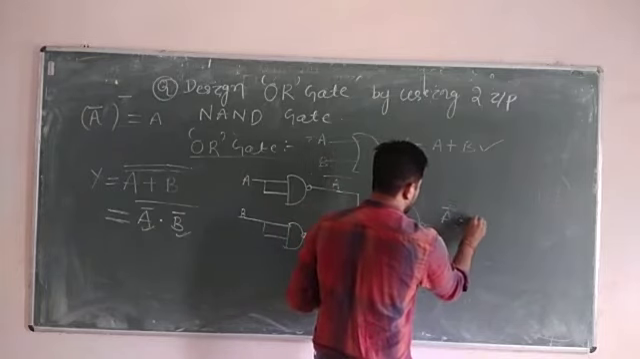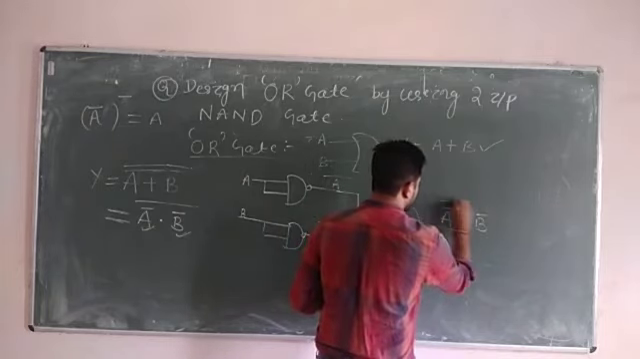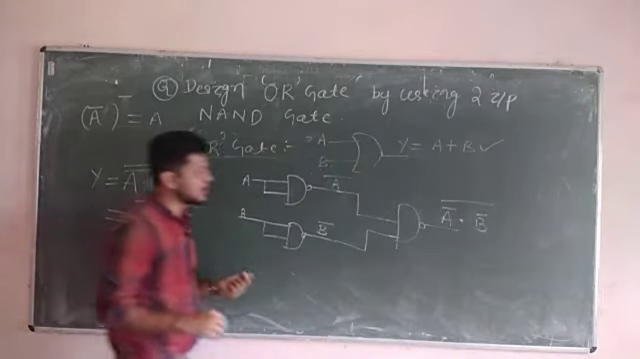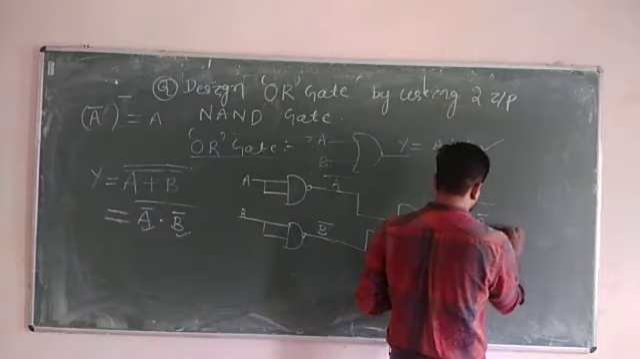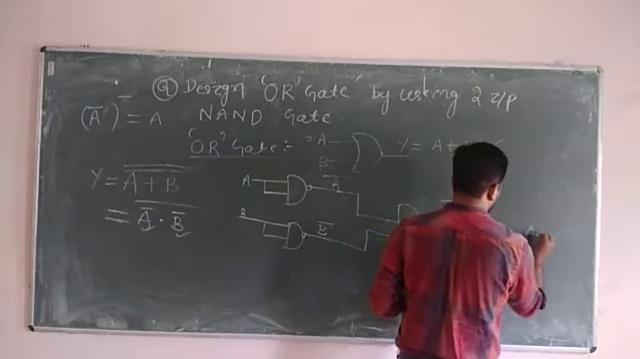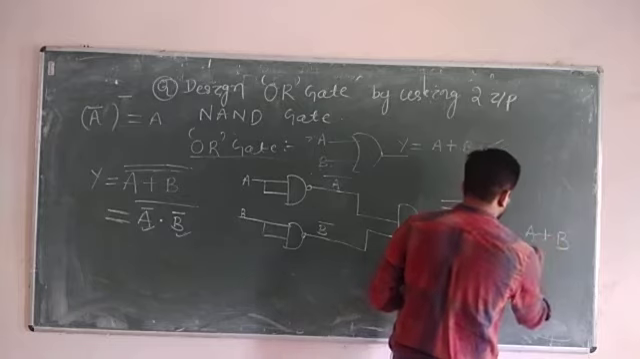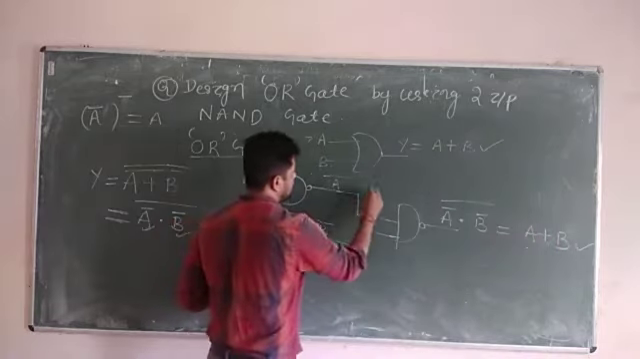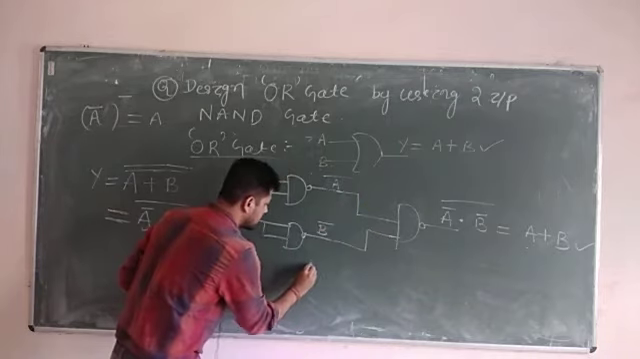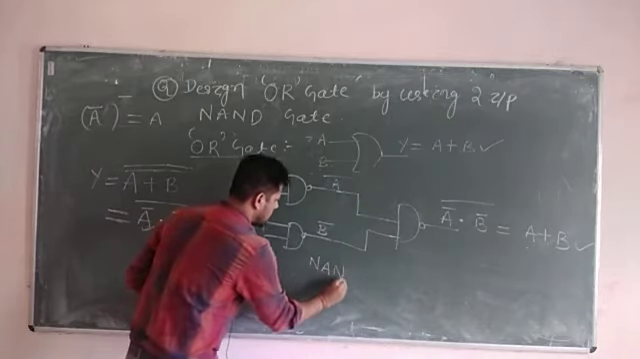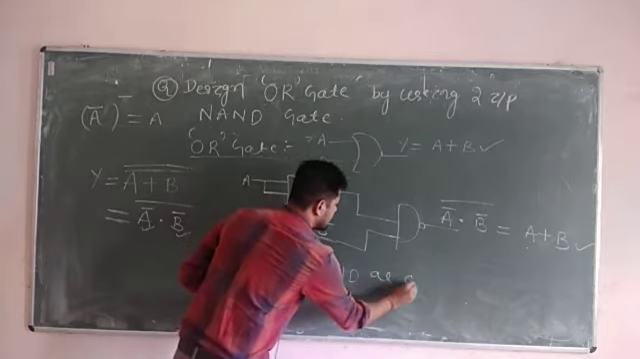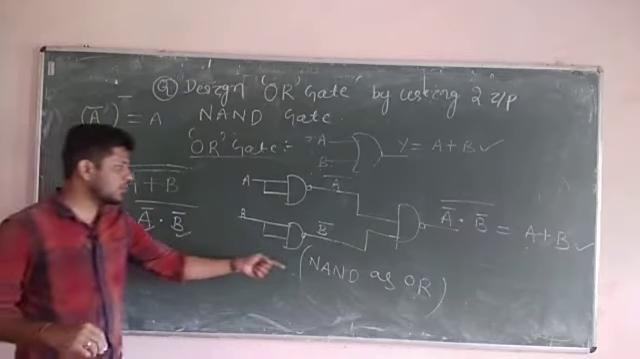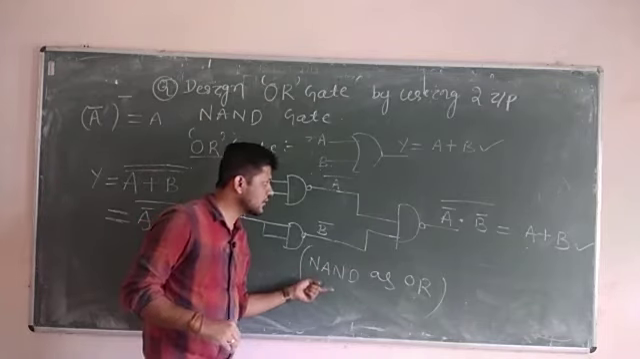This is the symbol for your NAND gate, A bar B bar whole bar. And from this expression, A bar B bar whole bar is nothing but your A or B. So in this way, by using your NAND gate as OR, I have implemented your OR gate by using NAND gate.